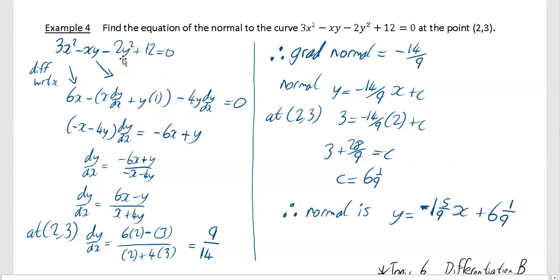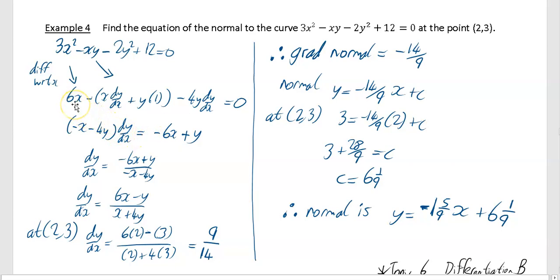And differentiate the minus 2y squared. So that's going to be minus 4y times dy by dx. 12 differentiates with respect to x to give you 0, and 0 differentiates with respect to x to give you 0 as well. All I've done now is isolated my dy by dx's. So I've got minus x dy by dx, and I've got minus 4y dy by dx. So that's brackets minus x minus 4y times dy by dx.